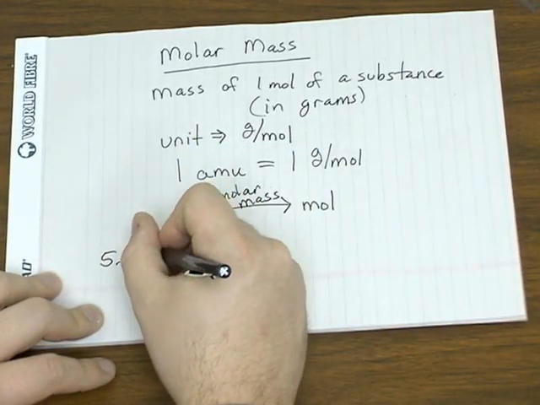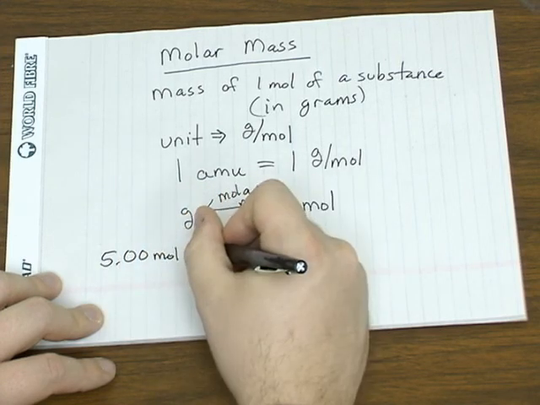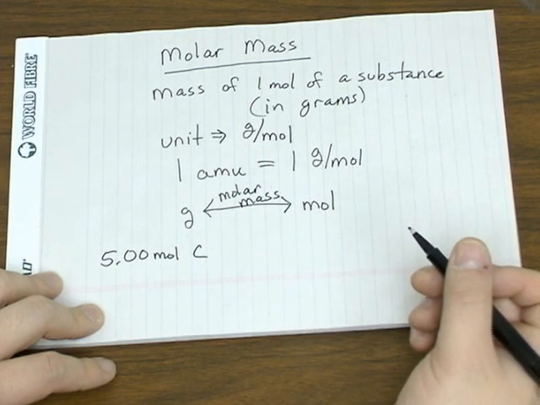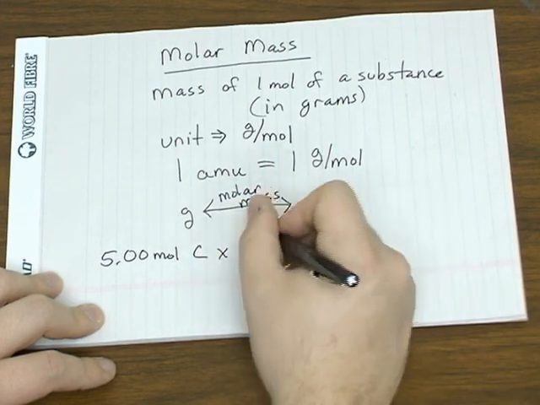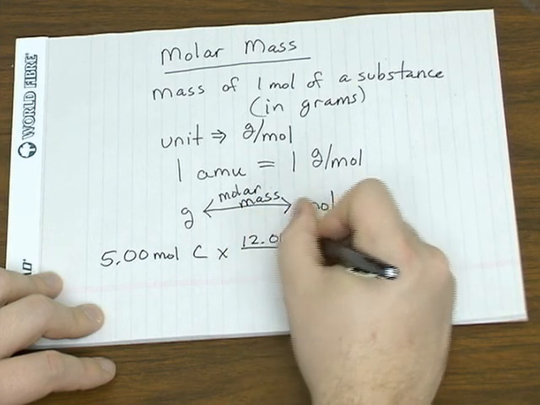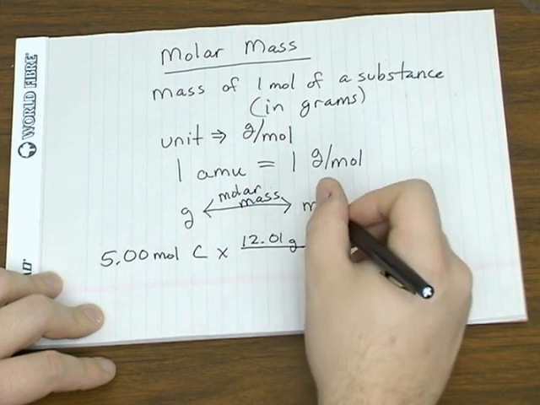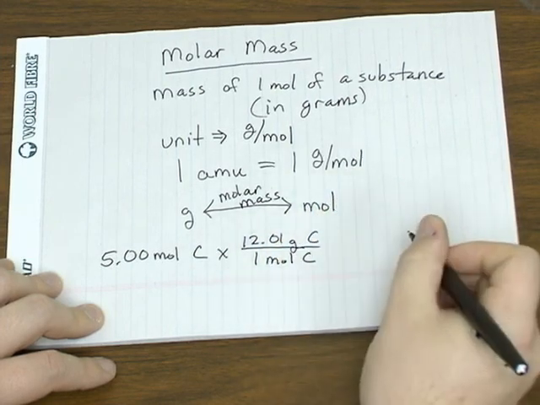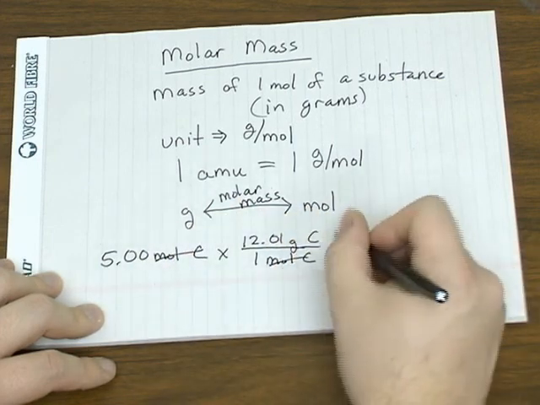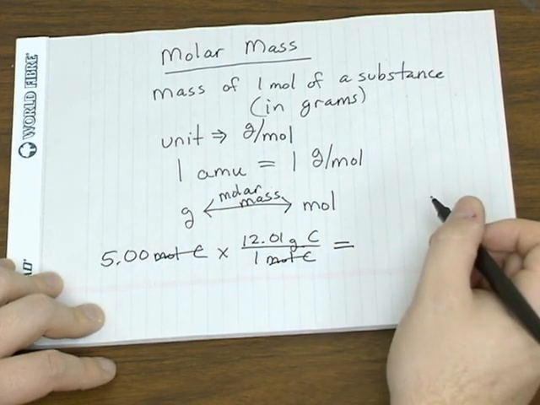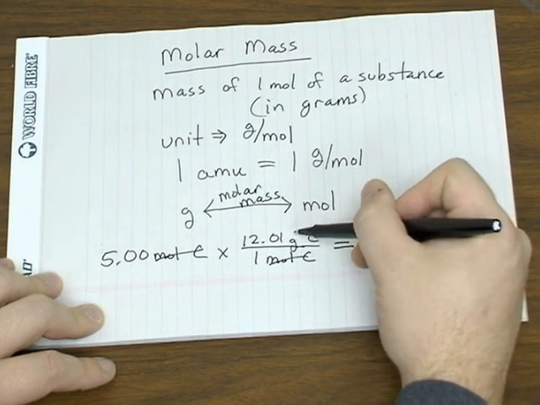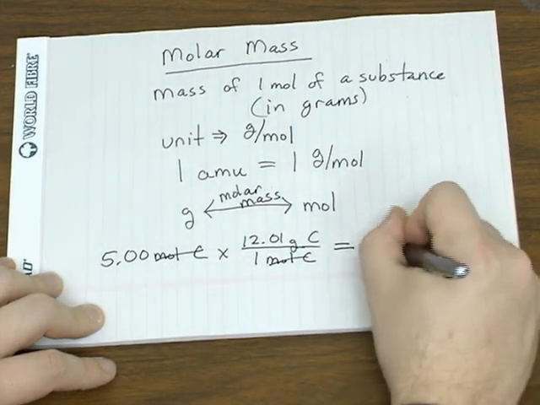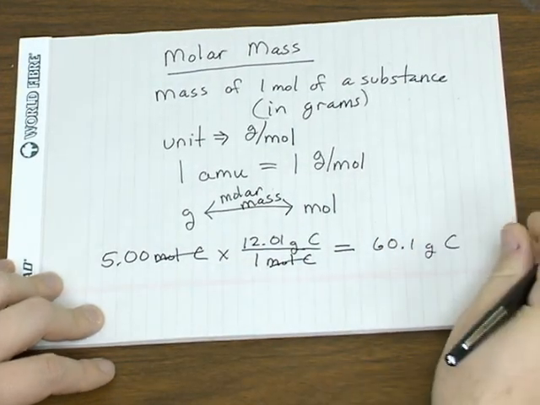So for example, if you've got 5 moles of carbon, if you look on the periodic table, it's got an atomic weight that's 12.01 with 4 sig figs. Again, if we think about that in terms of grams per mole, it's that many grams of carbon per 1 mole of carbon. So using dimensional analysis and using the molar mass as a conversion factor, we find that in 5 moles of carbon, we have 60.1 grams.